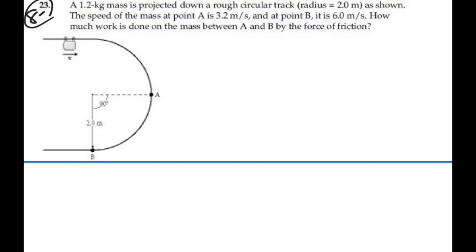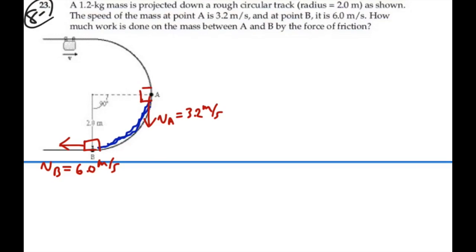So we're assuming that there is friction between A and B, a rough surface here. And if we're looking at this mass, when it reaches point A, it's going to have a velocity equal to 3.2 meters per second. When it reaches point B, it's going to have a velocity equal to 6 meters per second.